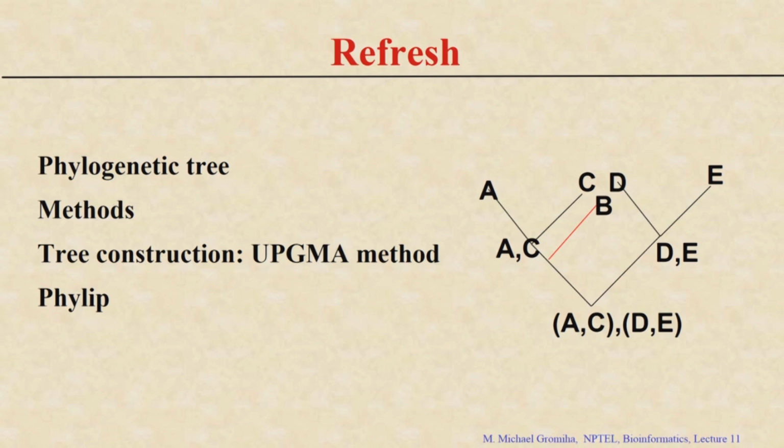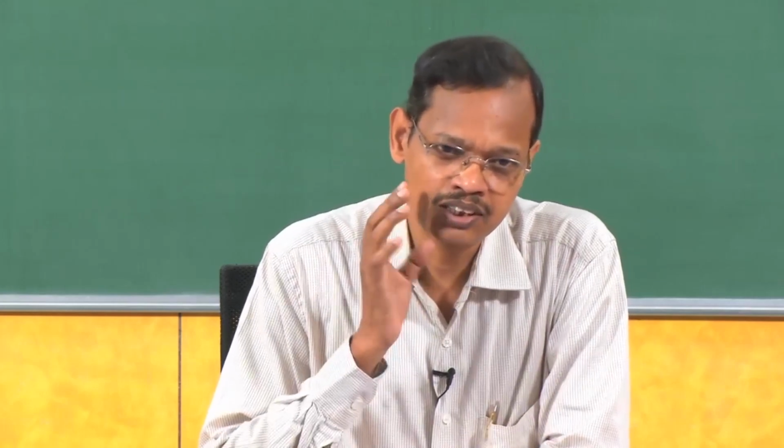For example, we use the protein sequence or the DNA sequence, and also we try to see the time to evolve from one sequence to another sequence. So, there are different ways to construct phylogenetic trees. What is the very commonly used method to construct phylogenetic trees? The UPGMA method, right.